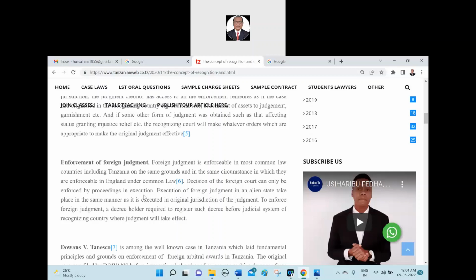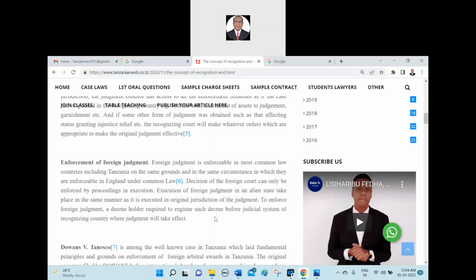So the person has to give notice to the high court where he wants to implement the foreign judgment. For enforcement of a foreign judgment, a decree holder, who is the one who got the decree in his favor, is required to register such a decree before the judicial system of the recognizing country where the judgment will take effect.